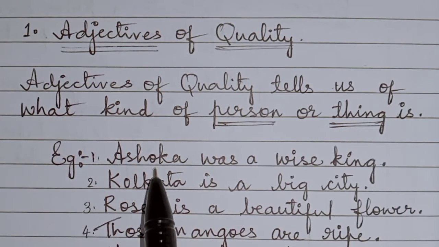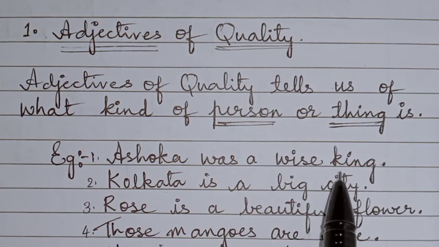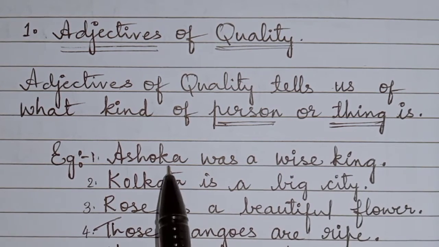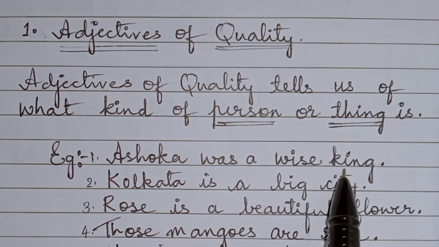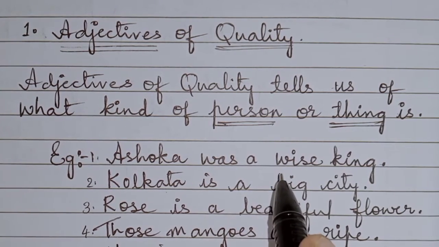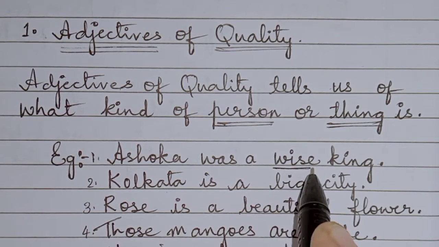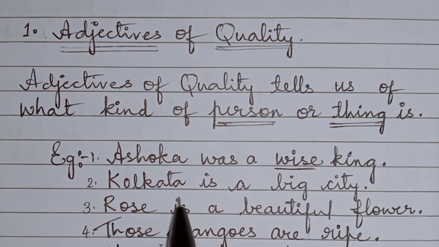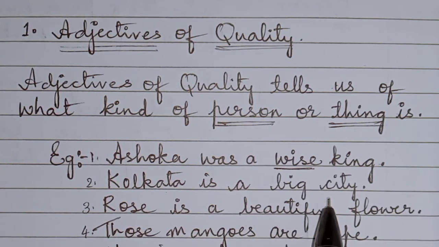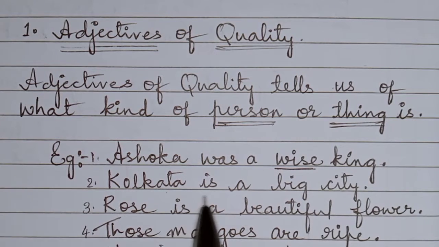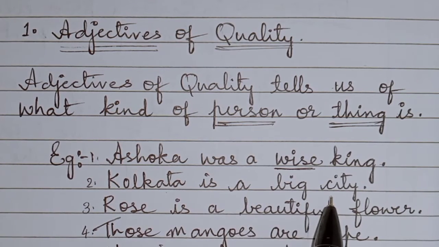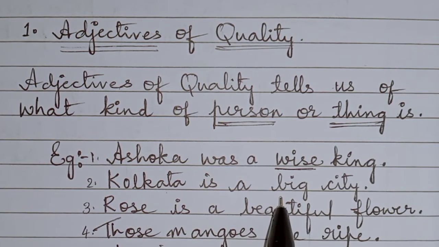Adjectives of quality tell us of what kind a person or thing is. Example: Ashoka was a wise king. Wise tells the quality of King Ashoka. Kolkata is a big city. How big is Kolkata? It's a big city.